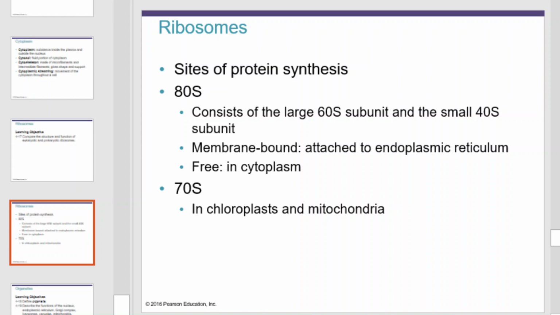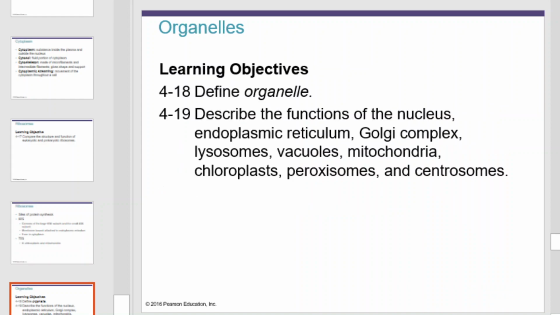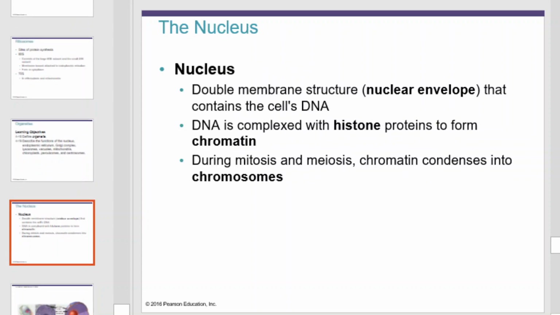Eukaryotic cells will also possess ribosomes, just as prokaryotes do. However, their architecture is slightly different as they are made up of large 60S and small 40S subunits. Ribosomes in a eukaryote can be free-floating or membrane-bound as they are attached to the endoplasmic reticulum, forming what we call rough ER. The organelles of a eukaryote.